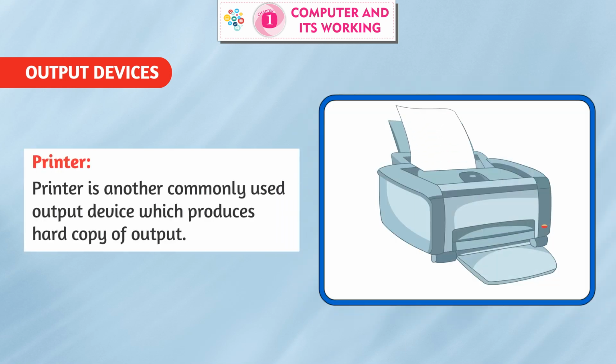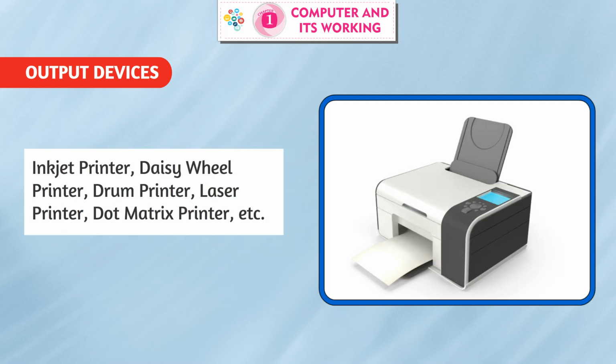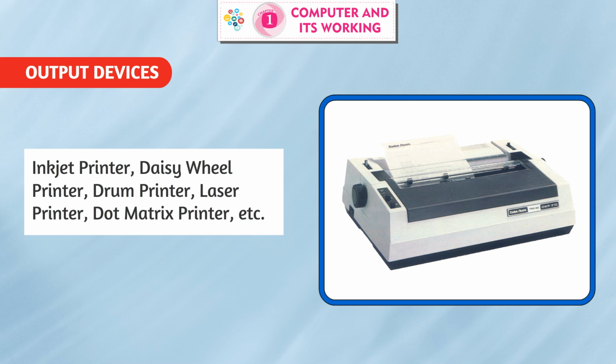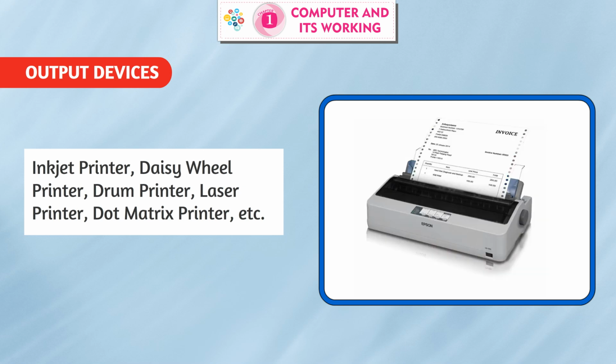Printer. Printer is another commonly used output device which produces hard copy of output. It is a small rectangular box which prints on a paper with black and white or colored ink. There are various types of printers used like inkjet printer, daisy wheel printer, drum printer, laser printer, dot matrix printer, etc.